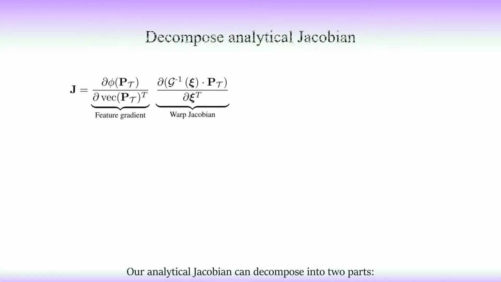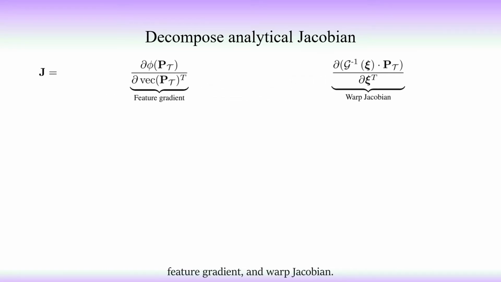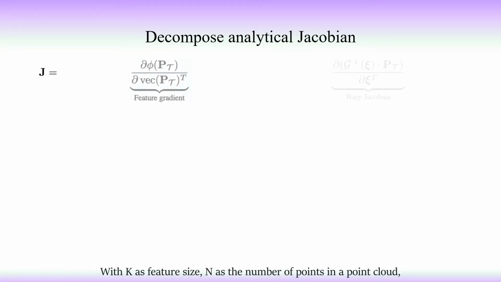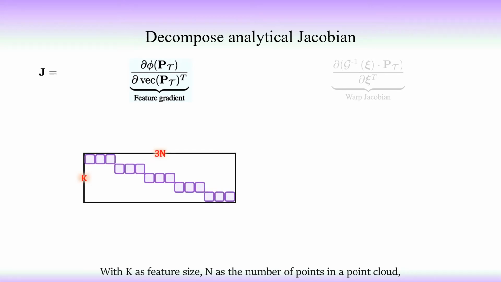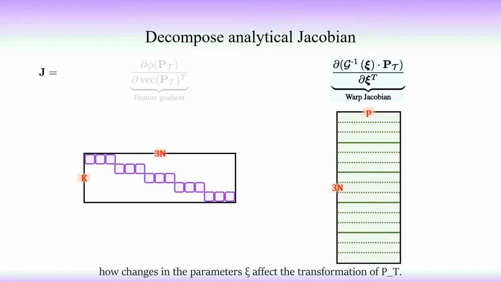Our analytical Jacobian can decompose into two parts, feature gradient and warp Jacobian. With k as the feature size and n as the number of points in a point cloud, the feature gradient is a k by 3 matrix that describes how the point feature embedding phi of p_t changes with respect to p_t. The warp Jacobian is a 3n by p matrix that describes how changes in the parameters G affect the transformation of p_t. p is the number of parameters.